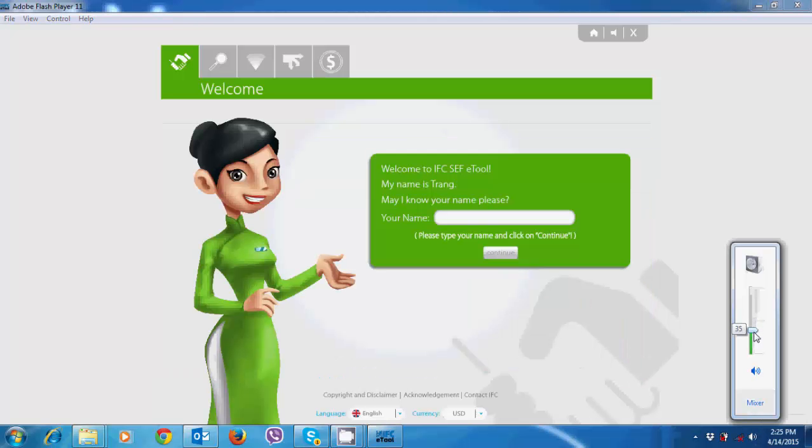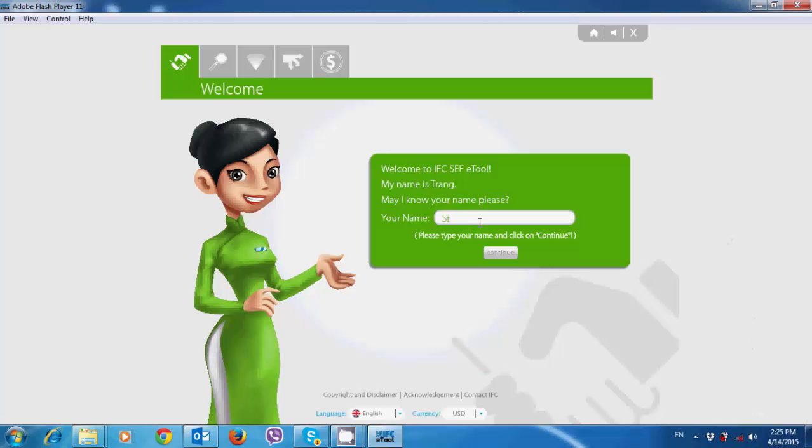Welcome to the IFC SES tool, dedicated to sustainable energy financing for enterprises and businesses. I am Trey, your guide for this e-tool. Before I introduce the different sections to familiarize you with it, thank you for your interest. Let us start with an overview of the e-tool.